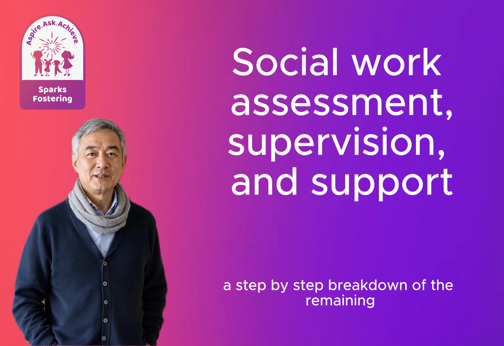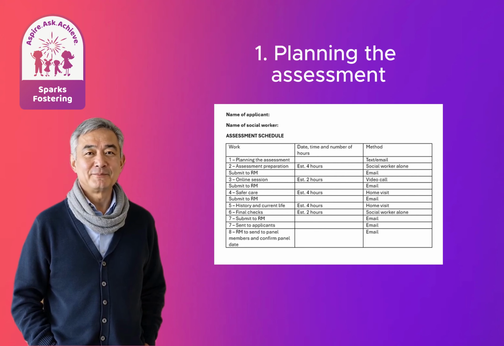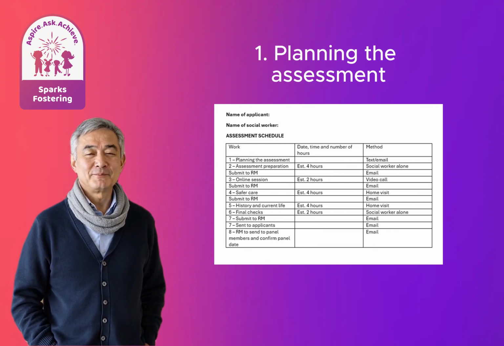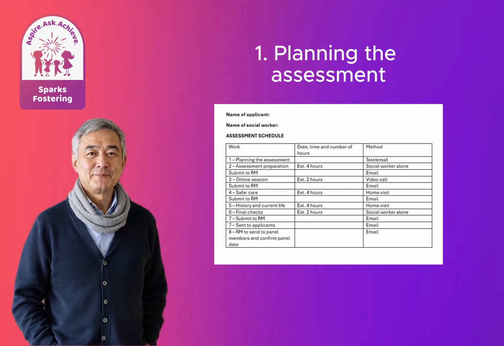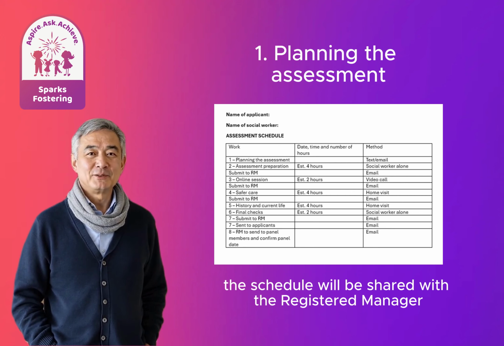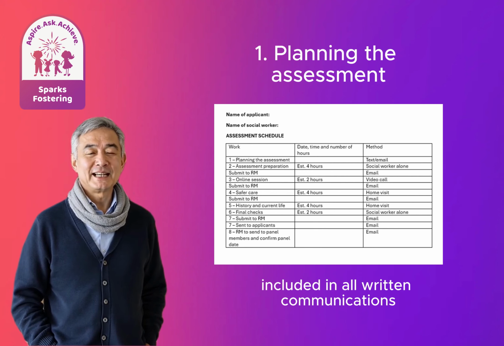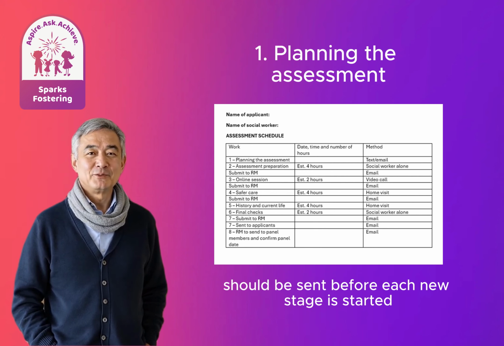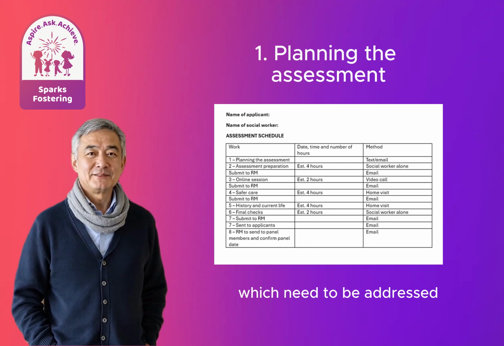A step-by-step breakdown of the remaining assessment work is listed here. 1. Planning the assessment. Your social worker will book in the key sessions with you and share a schedule. These may be adjusted depending on availability or specific needs. The schedule will be shared with the registered manager. The registered manager should be included in all written communications between the social worker and applicants, and a copy of the assessment should be sent before each new stage is started. The registered manager will not respond unless there are concerns which need to be addressed.